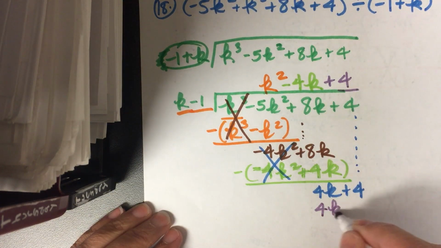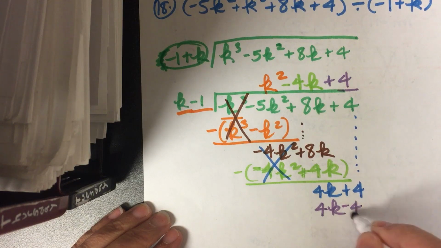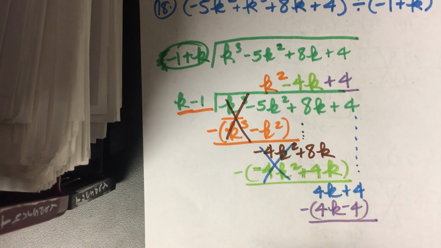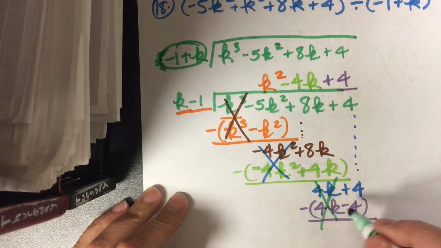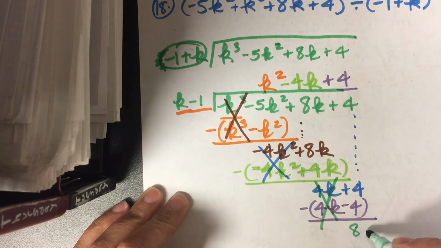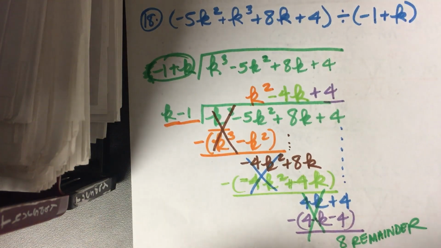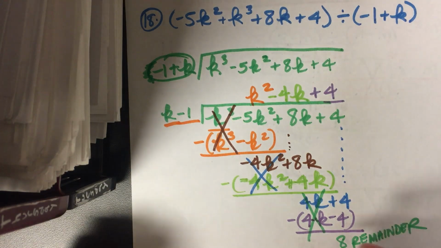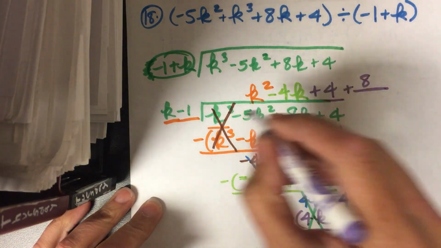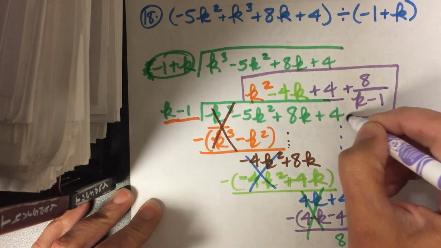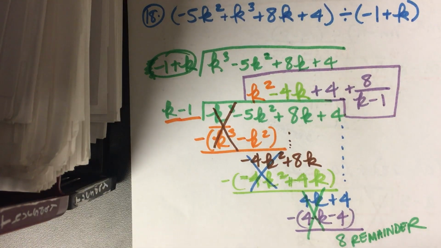So I have 4k, and then 4 times negative 1 is negative 4. And when I work it out, they're going to cancel. These will cancel, and then 4 minus negative 4 becomes plus, which is 8. That is your remainder. So you have to take your remainder and put it on the end. So it's a positive 8, so plus 8 over k minus 1. And that is how you do long division with polynomials.